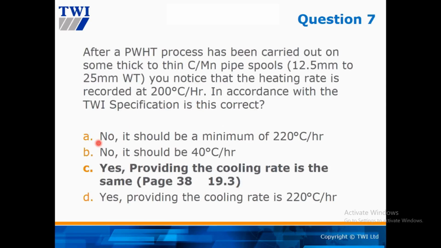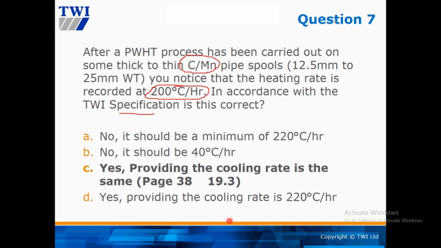All right, 7. All right, guys, look at question number 7. After post-weld heat treatment process has been carried out on the same thick to thin pipe spool, thickness ½ inch to 1 inch, you notice the heating rate is recorded 200 degrees C per hour. That's for carbon manganese. In accordance with CSWIP spec, is it correct?